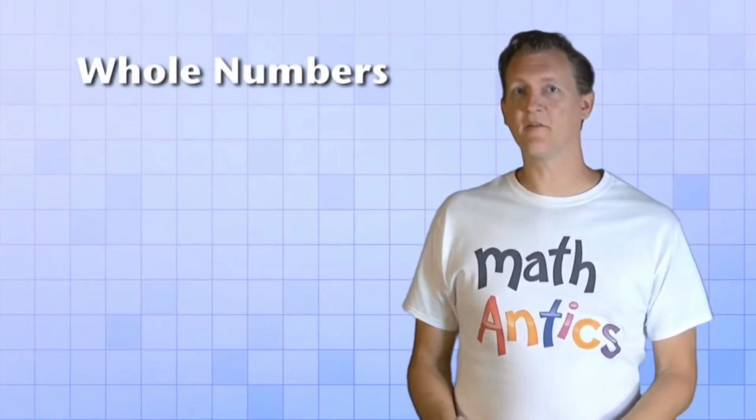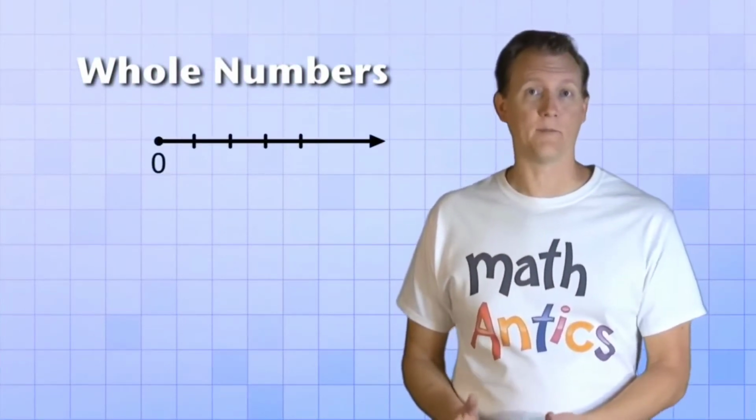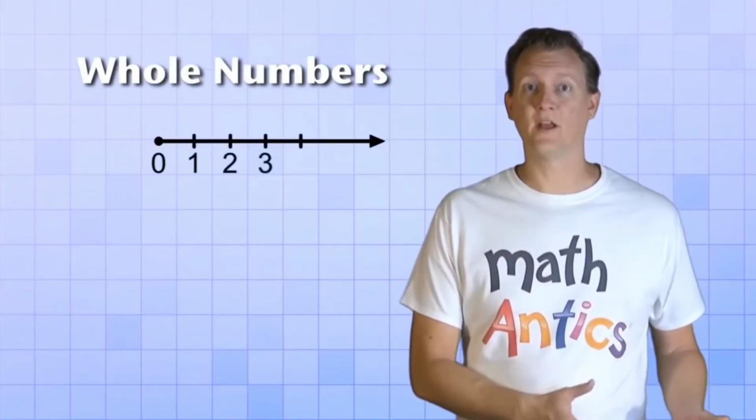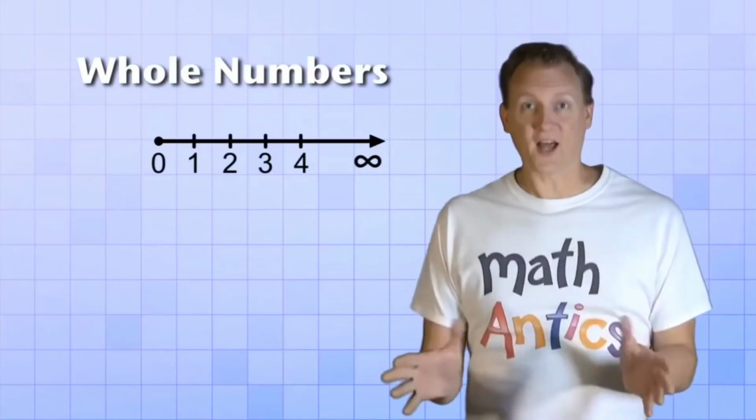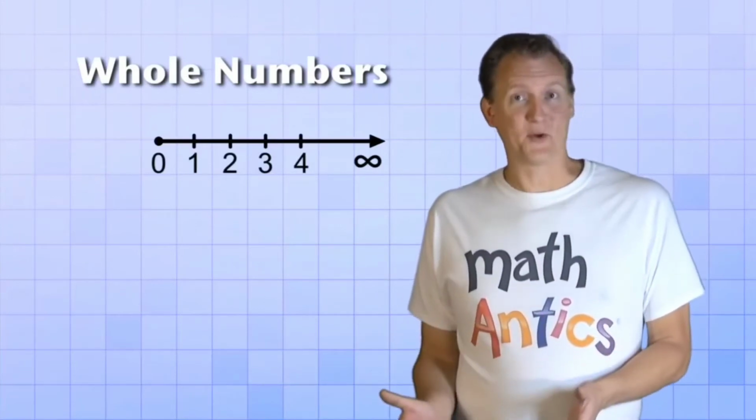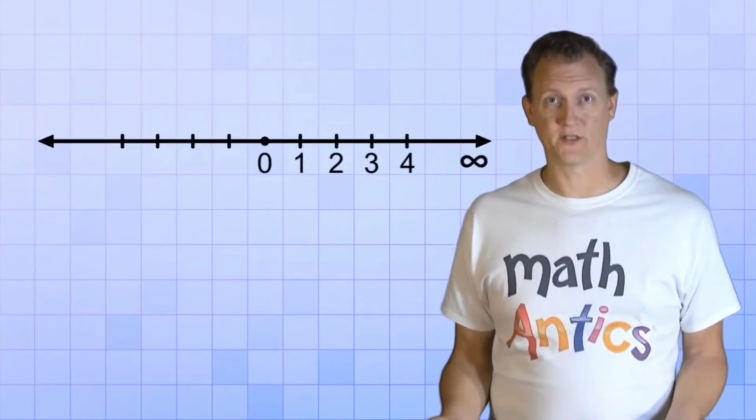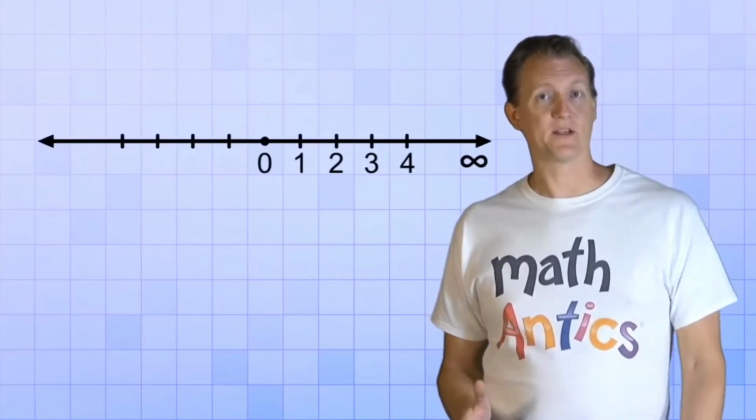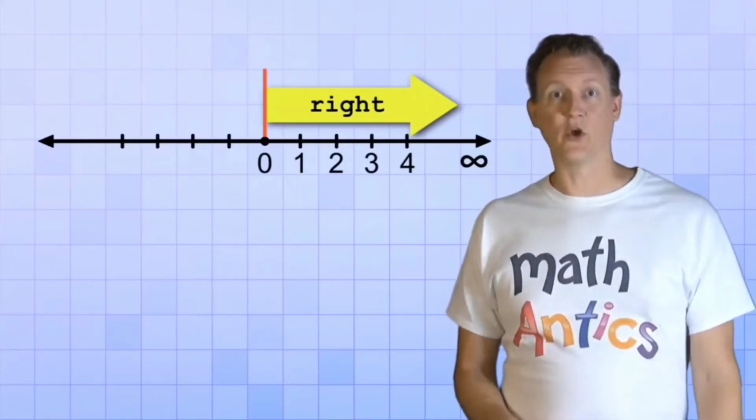They're the set of numbers on the number line, starting with 0 and then counting up one at a time, 1, 2, 3, 4, all the way to infinity. That's a lot of numbers, but it's only half the story. And that's because the number line really goes in both directions. You're used to seeing the number line starting at 0 and just going to the right. But the number line also goes to the left.